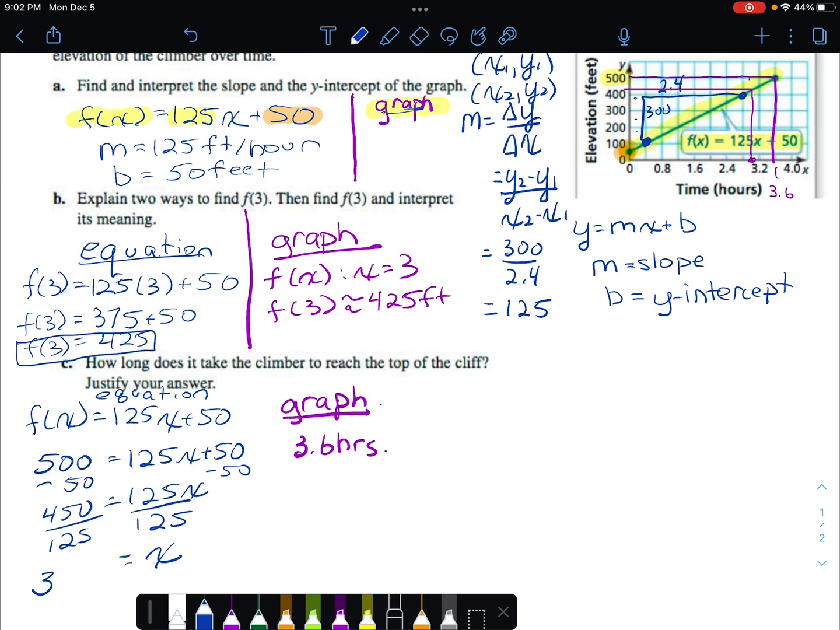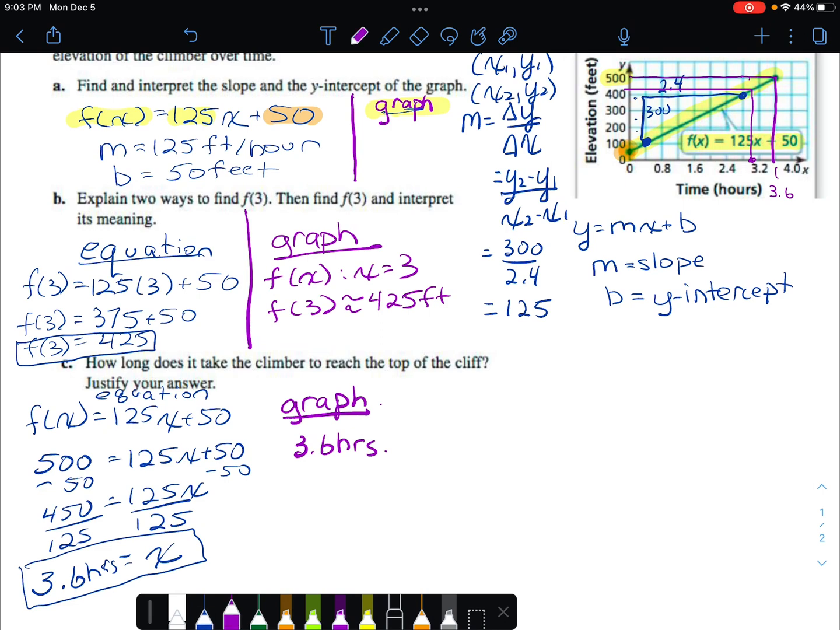That's 375, so that's remainder 75. And 125 goes into 75 0.6 times. Yep, that gives me the 3.6 hours again. So I did that mental math. You can use your calculator, or you can use long division to divide the 125 into the 450, and you'll see that it comes to 3.6 hours.